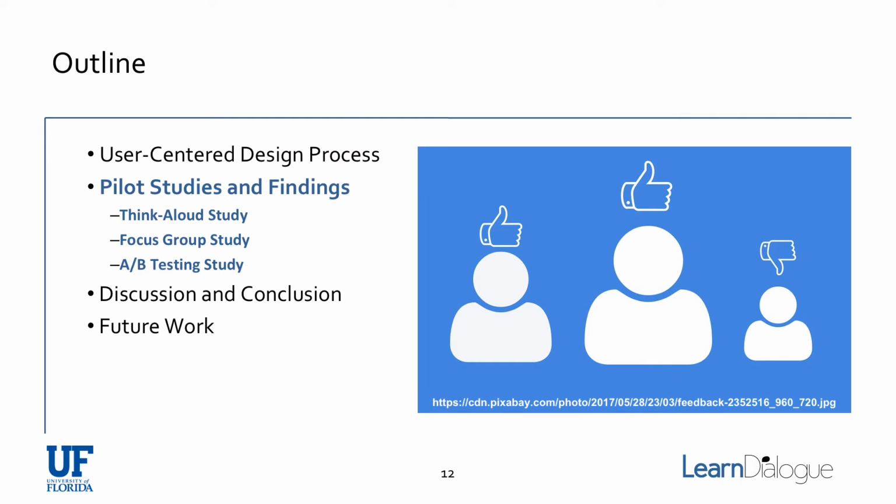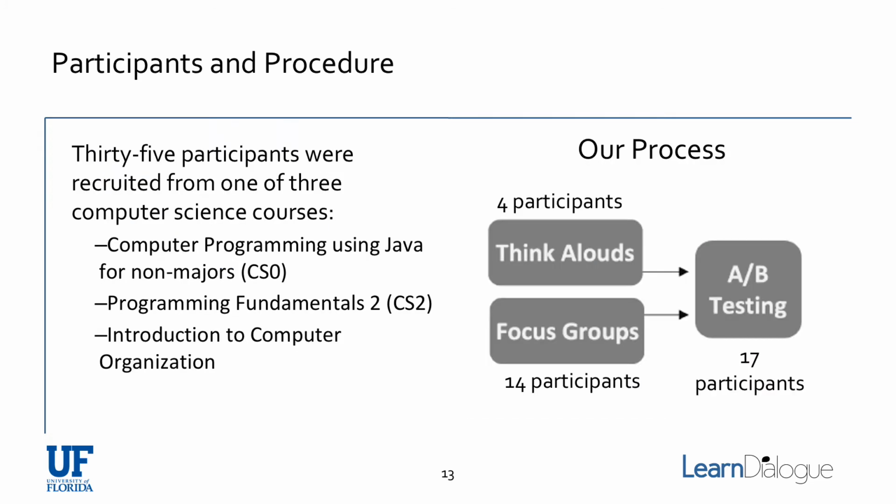Next, we will be going into the specifics of our user studies and findings. We had a total of 35 participants for our 3 pilot studies, where each participant was only involved in one of the 3 studies. All studies were conducted at a large public university in the southeastern United States, and participants were recruited from 3 undergraduate computer science courses: CS0, CS2, and Intro to Computer Organization. Students were offered extra credit in their class for participating.